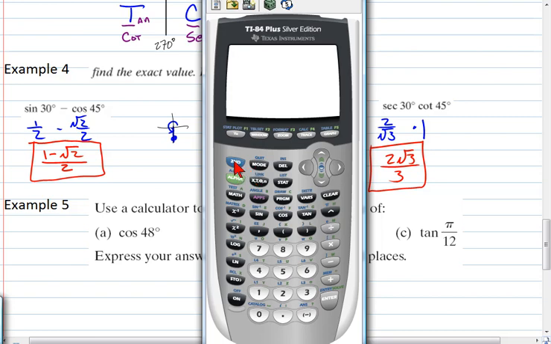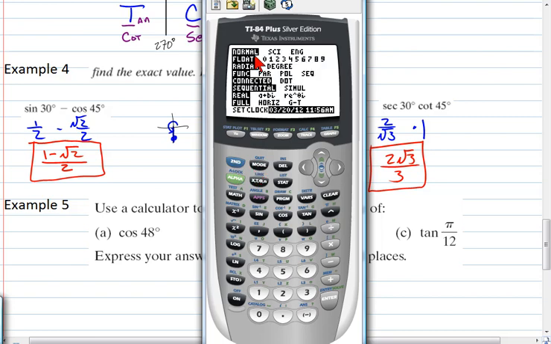So we're going to go to mode. Mine is in radians right now. I figured it was, because that's what we use more often than not in calculus.